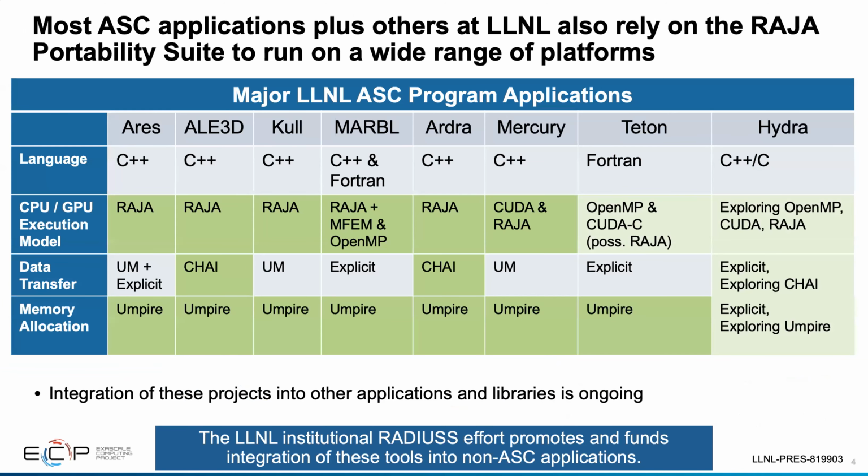RAJA and Umpire have become the programming abstraction of choice for most of the ASC applications. So the chart here presents a list of different projects, the main language they're written in, their kernel abstraction, their data transfer strategy and memory allocation. And one of the things we see here is that across the board, RAJA and Umpire are used across these projects. There is some diversity on how data gets transferred from the host onto the device. Some will use explicit movement, some will use unified memory, and some will use CHAI. And this is just based on code constraints and the preferences of the code teams.